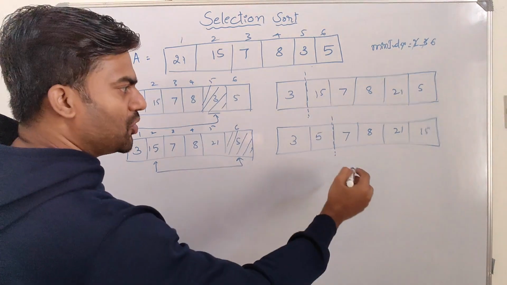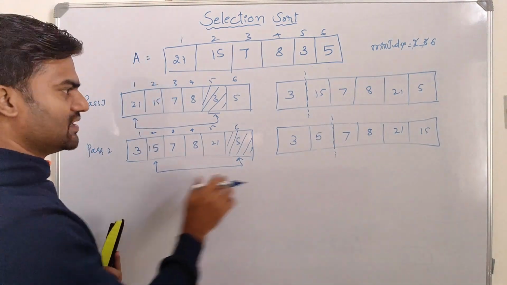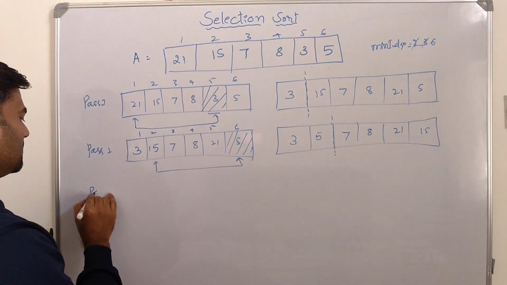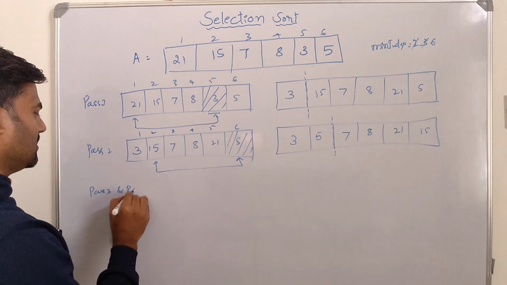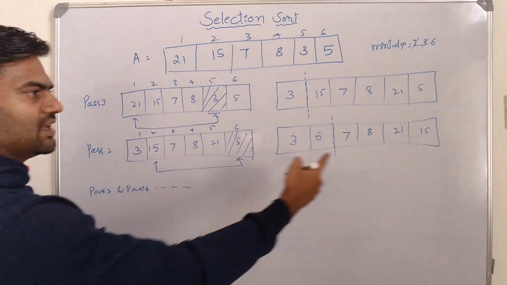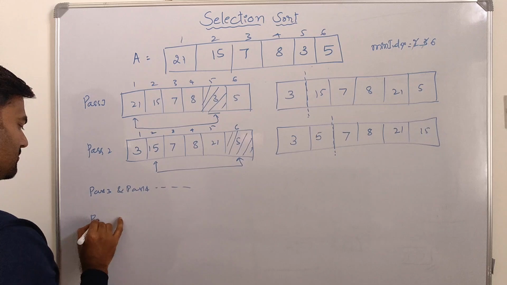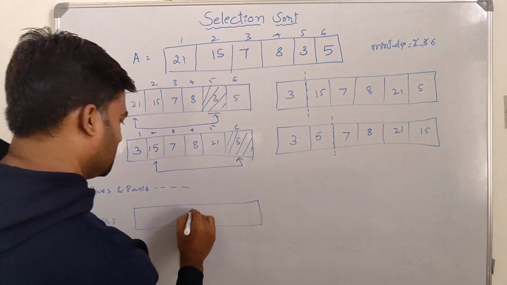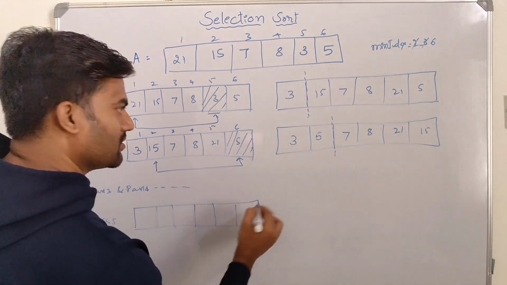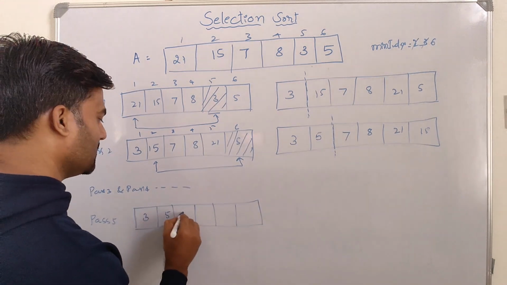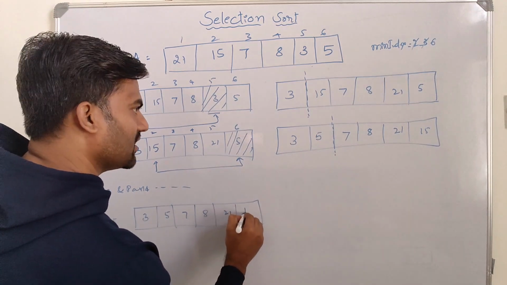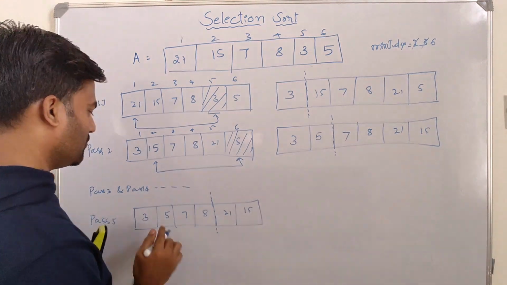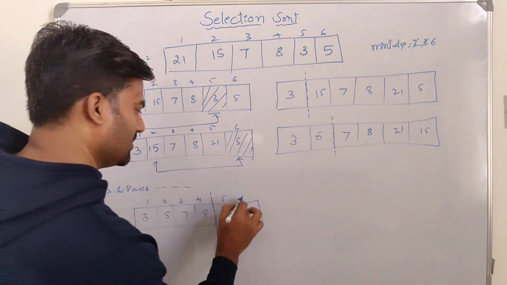So now I'll keep on doing. For this example, I don't do it for 7 and 8 because they are already in their sorted position. So I'll skip pass 3 and pass 4. Then I'll directly go to pass 5. Now 3, 5, 7, 8, 21 and 15. So it is sorted till this position. Now we have two elements remaining.